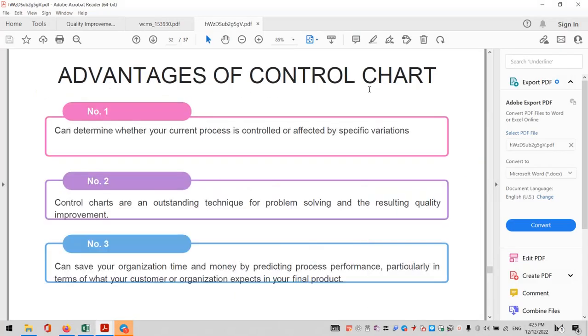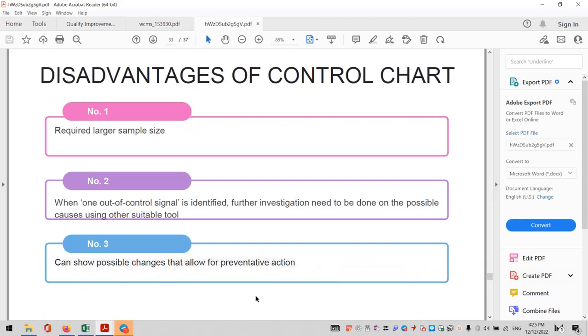this is the advantages of the control chart. So we have here 3 advantages, which are we can determine whether our current process is controlled or affected by specific variation. And control charts are an outstanding technique for problem solving and the resulting quality improvement, and can save your organization time and money by predicting process performance, particularly in terms of what your customer or organization expects in your final product.